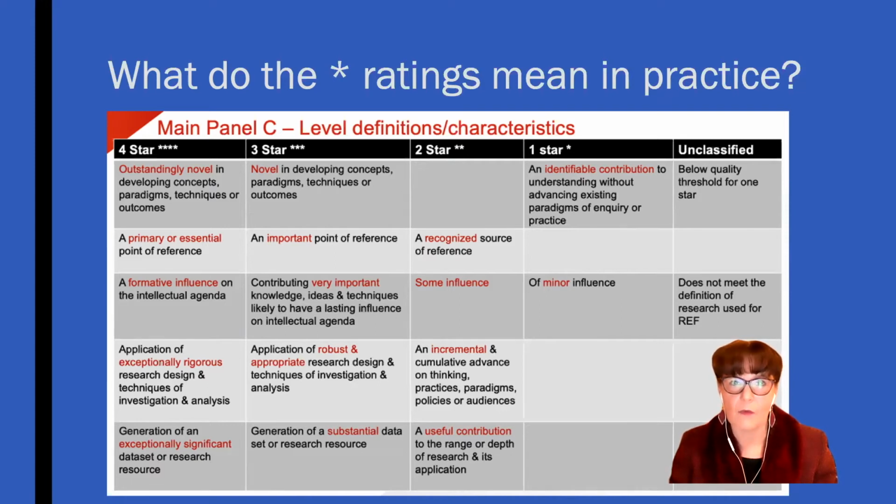So if you look at what you need to do in your publication to qualify for a 4-star ranking: outstandingly novel, a primary or essential point of reference, formative influence on the intellectual agenda, exceptionally rigorous research design, and exceptionally significant data set or research resource. That's a really, really high standard to meet. So if you look at the 3-star: novel, important, very important, robust, substantial, that's already quite significant to meet as well. So again, don't think that only research that's ranked 4-star is an important contribution to the field.